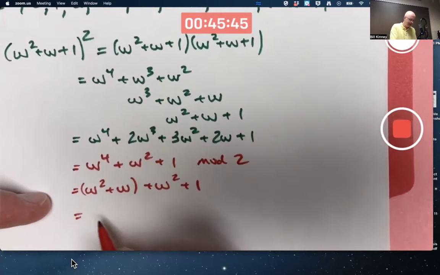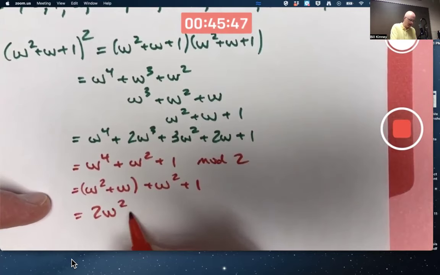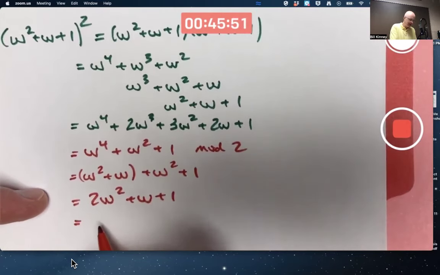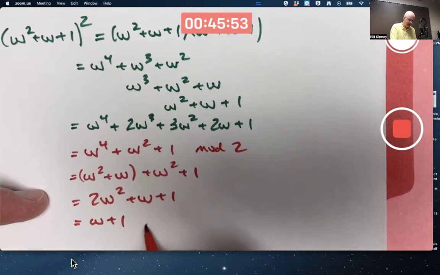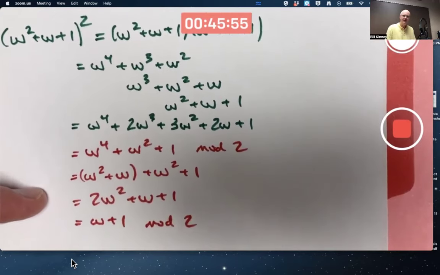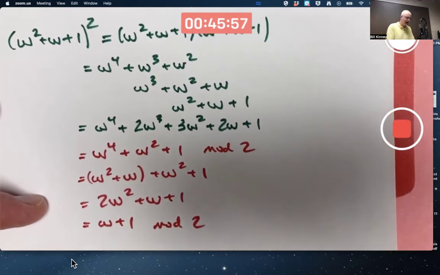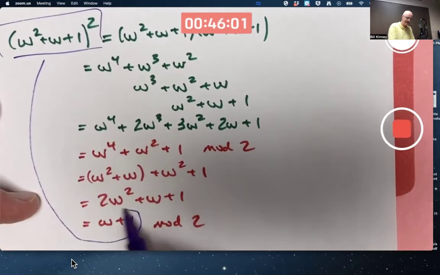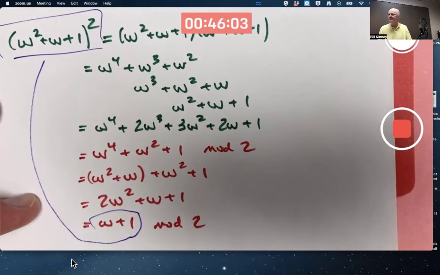We're not quite done. Simplify some more. That's 2 omega squared plus omega plus 1. But then mod coefficients by 2. That's omega plus 1, mod 2. When you square this element, you get this element, is the point.